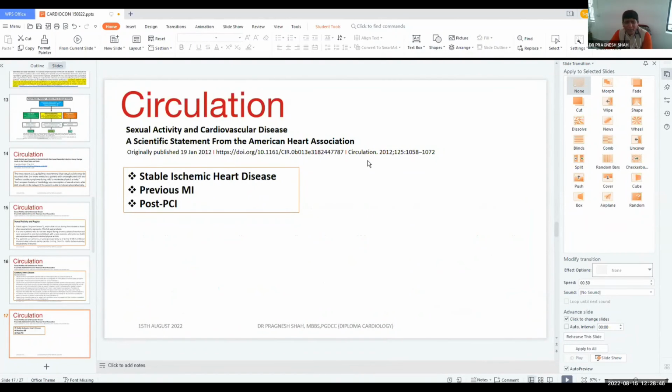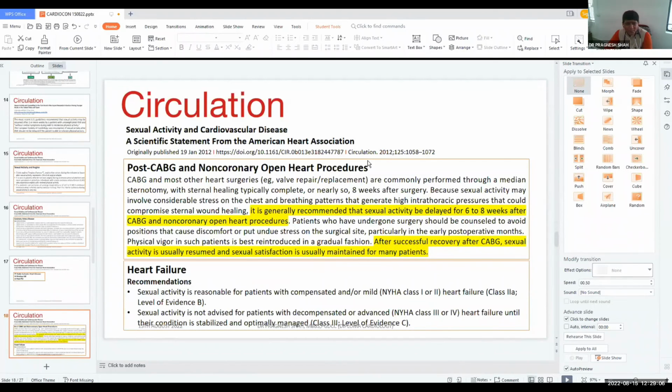It is the same thing for patients with stable IHD, previous MI, and post-PTCA: if they are able to perform moderate activity, an exercise level of 3 to 5, or can manage 3 to 5 minutes on the treadmill, they can actively participate in sexual activity. For post-CABG and non-coronary open heart procedures, it is generally recommended that sexual activity be delayed for 6 to 8 weeks. After successful recovery from CABG, sexual activity is usually resumed and sexual satisfaction is usually maintained in many patients.